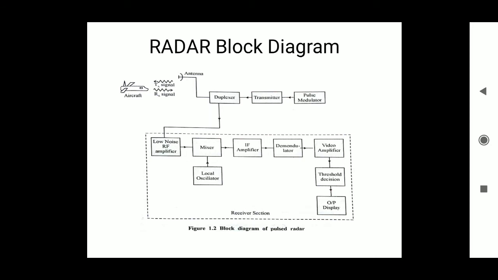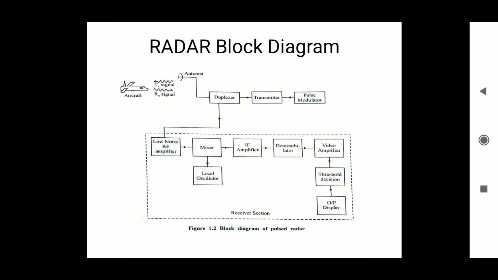The antenna sends the signal into free space toward the target direction. So you can see this is the TX signal, and this is the target. After incident on the target, the TX signal is reflected back toward the antenna side. This is the reflected signal.